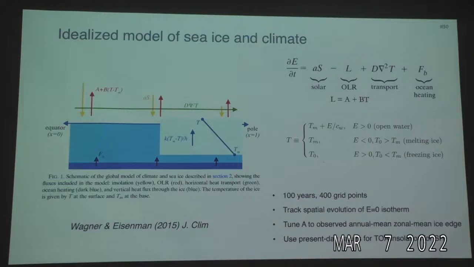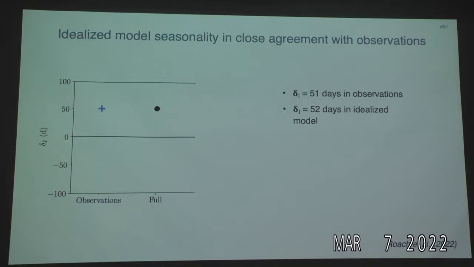There is quite a bit of parameter dependence in a model like this. So each time we make changes to the model, we tune the longwave parameter A so that the ice edge in the model matches the observed annual mean, zonal mean ice edge, which is about 65 degrees south in the Southern Hemisphere. And then we use the true present-day values for top-of-atmosphere insolation that are appropriate for the Southern Hemisphere. When we run the model in that configuration, we find that the idealized model of seasonality is in really close agreement with the observations. So where we had our delta of 51 days in the observations, we found a delta of 52 days in the idealized model.